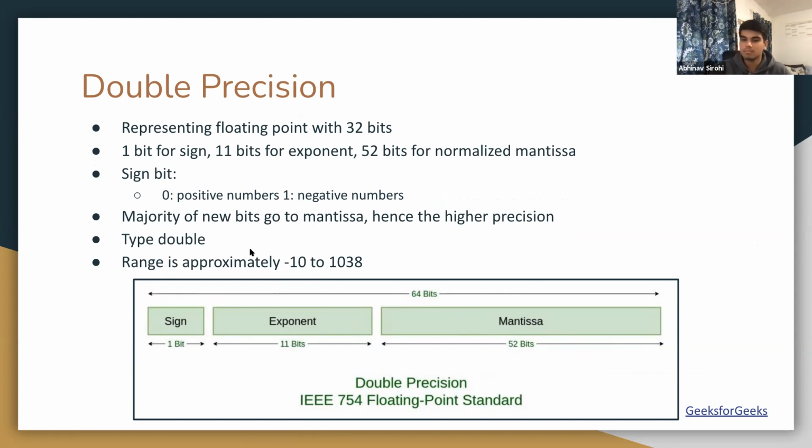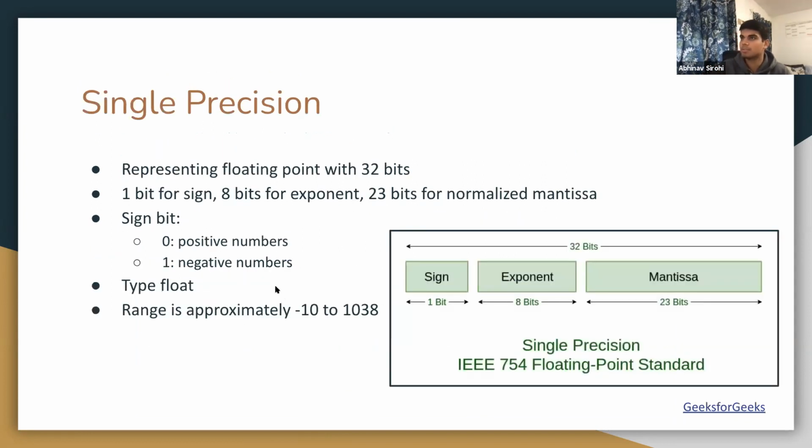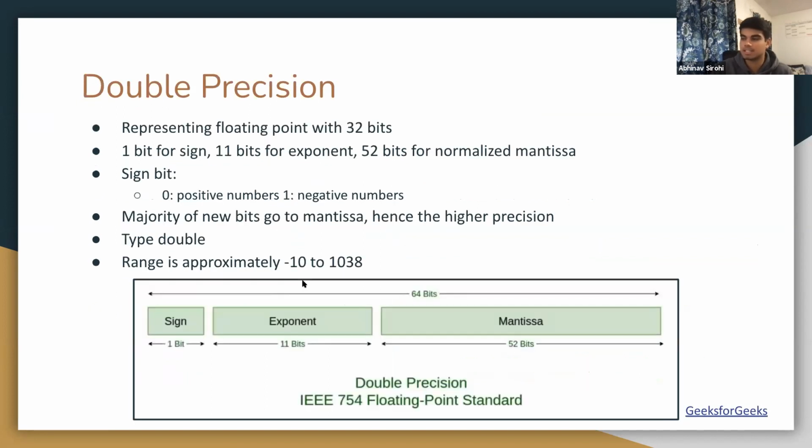And so the range for, wait 1 sec. Actually, I think I had an issue here with the range, but I'll fix that when I upload the slides. But yeah, basically the range of double precision is larger than the range of single precision is the point I was trying to make by putting the ranges here.